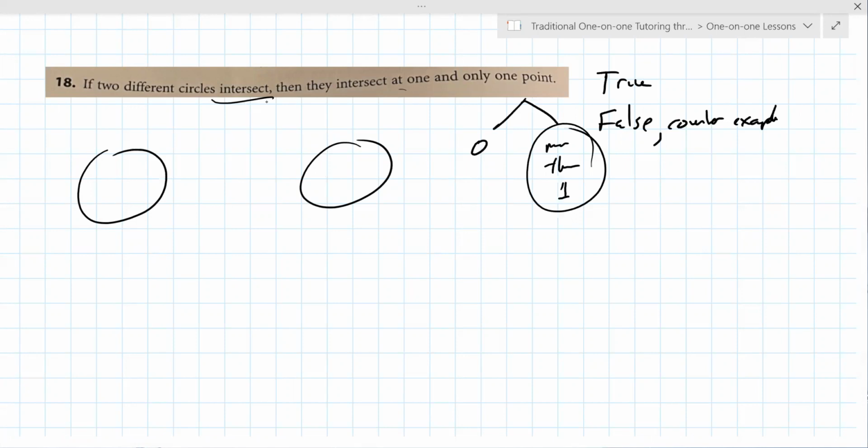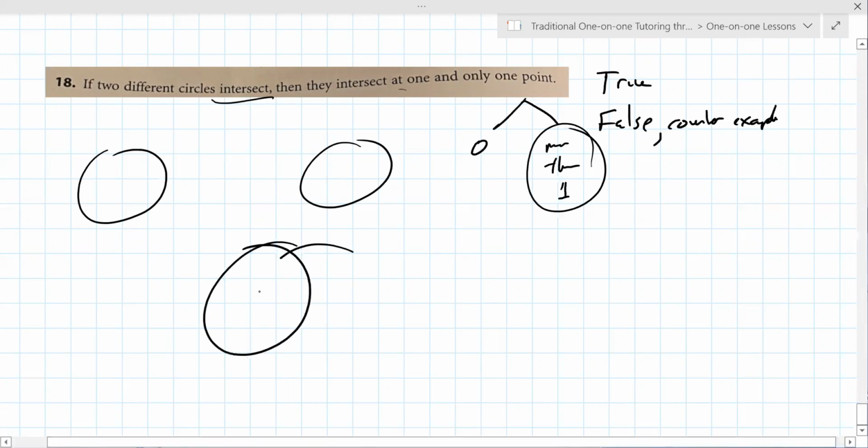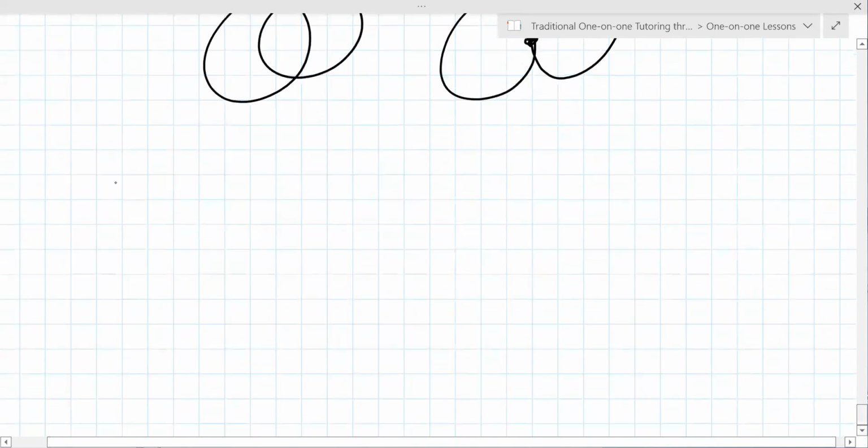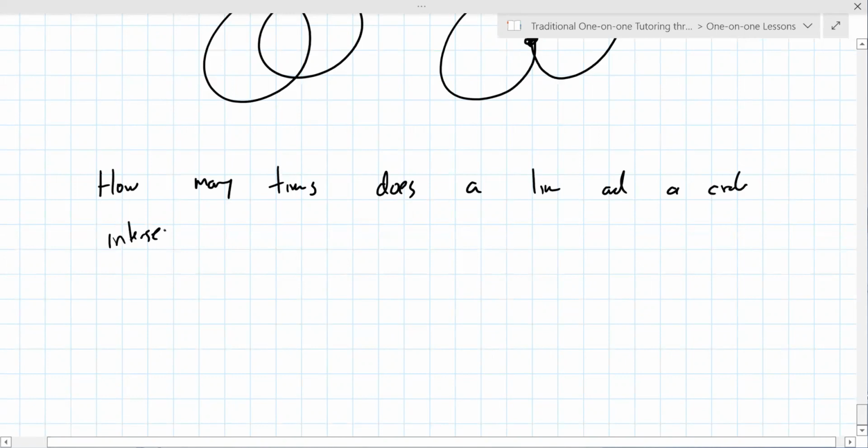Yeah, so this is where if you don't do much free drawing, you don't see that right away. That's a possibility where it's only one time. If I were teaching this, I would ask it differently. I would say, how many times does a line and a circle intersect? So here's your line, here's your circle, and I'd want you to show all the possible cases.